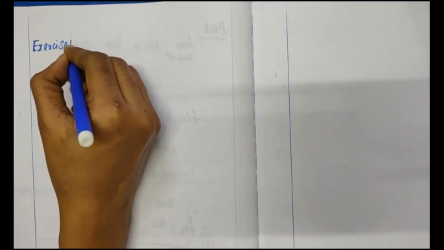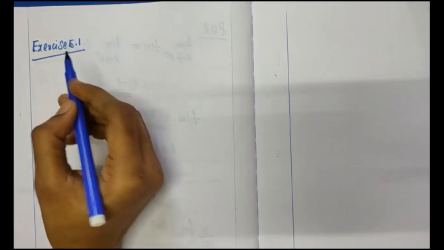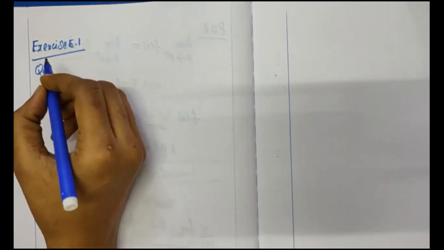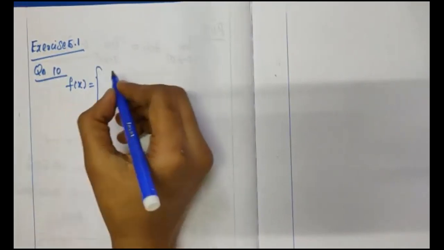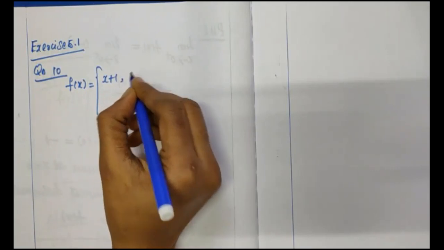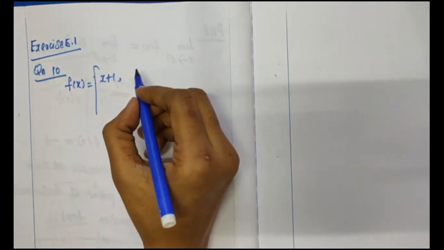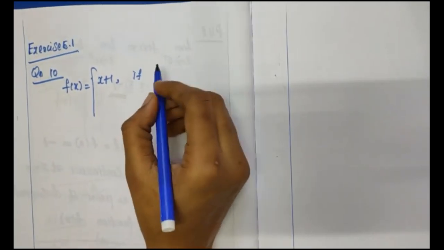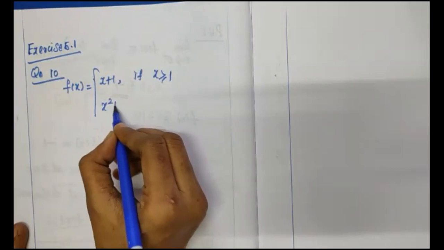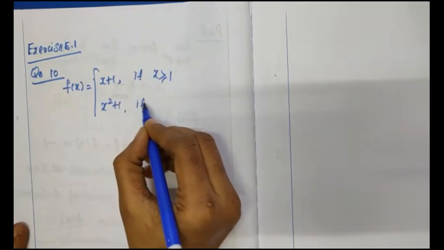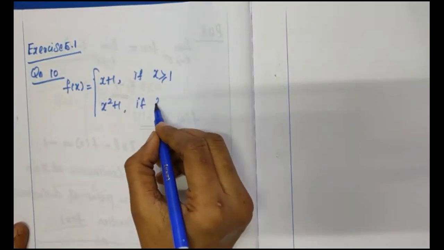Exercise 5.1. Question 10. F of x is defined by x plus 1 if x is greater than or equal to 1, x square plus 1 if x is less than 1.